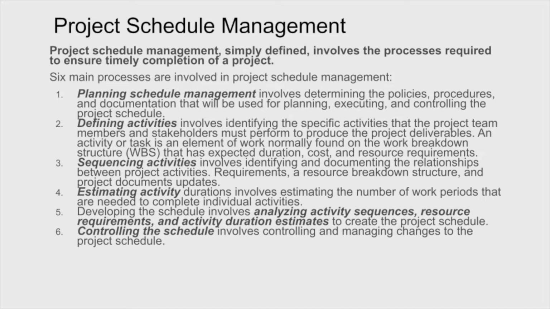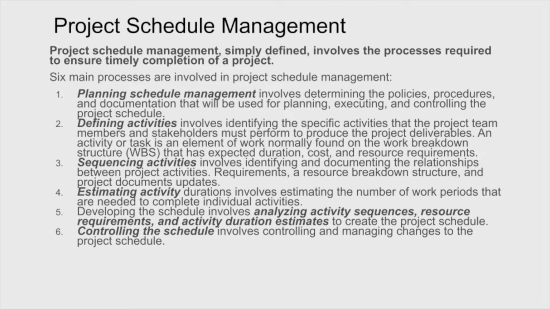Second, we're going to define activities. What are the specific activities that the project team members and stakeholders must perform, and who's going to perform them to produce the project deliverables? An activity or a task is an element of work normally found on something called a work breakdown structure, and we've looked at that in the last unit. These activities have expected durations, expected costs, and expected resource requirements. We have to identify those for each activity.